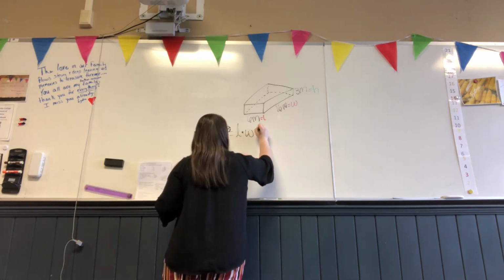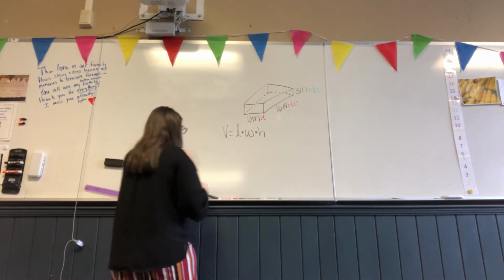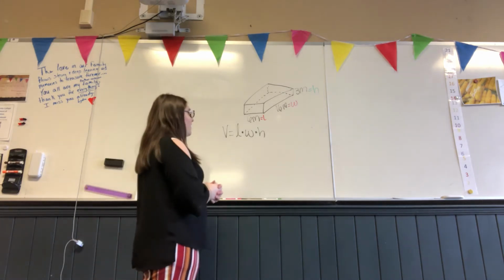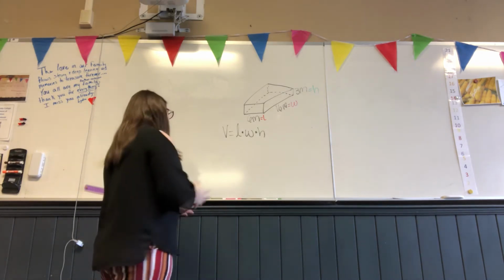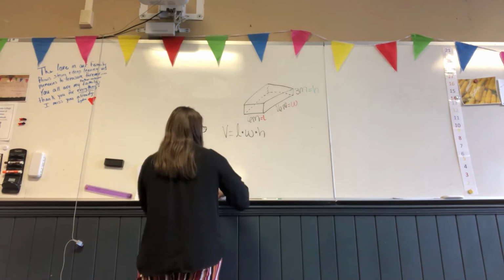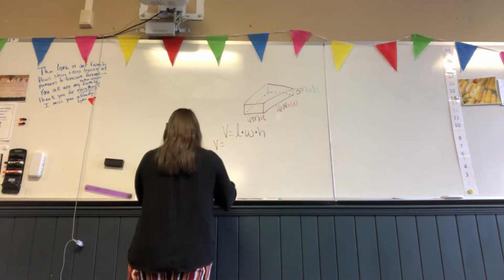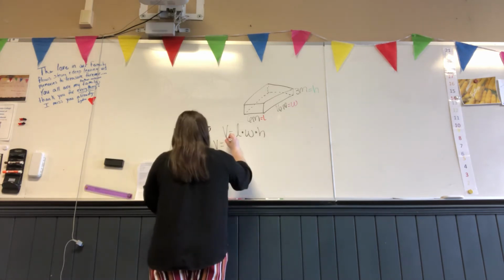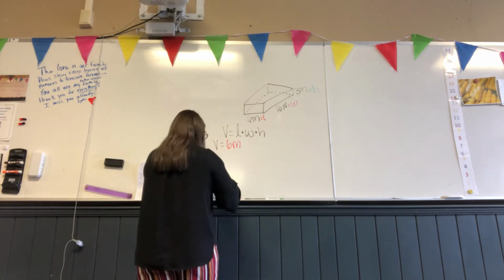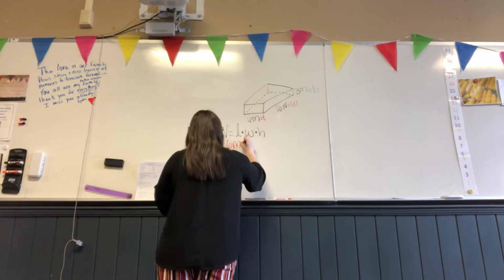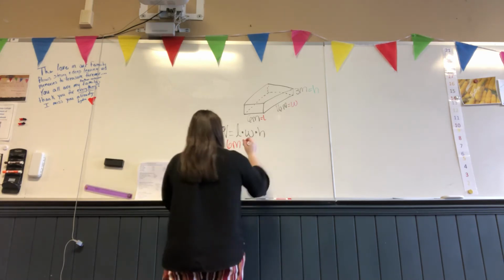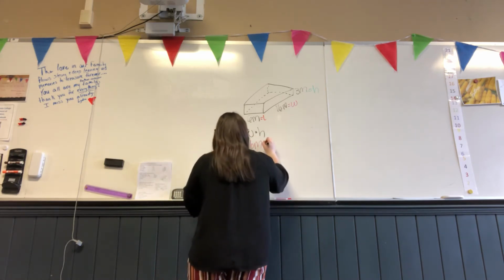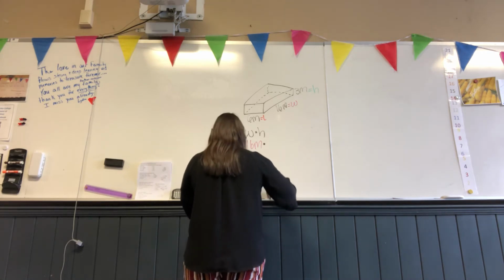Length times width times height. And we already have that this right here is the length. So 6 meters is the length, the width is 16, and the height is 3. So all we have to do is plug in our numbers. V is equal to 6 meters times 16 meters times 3 meters.